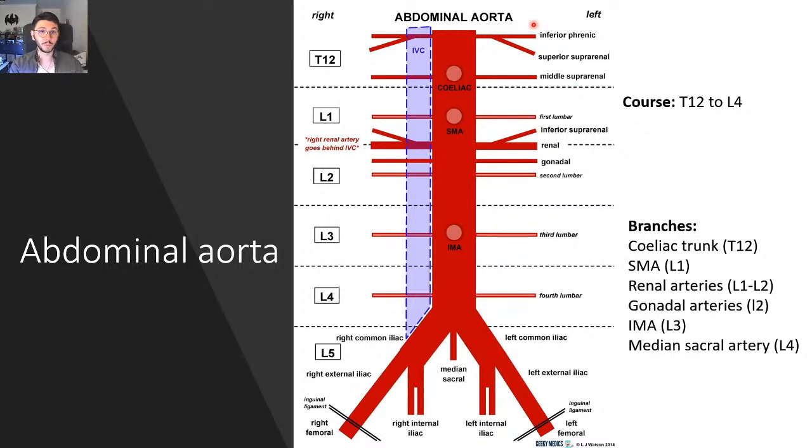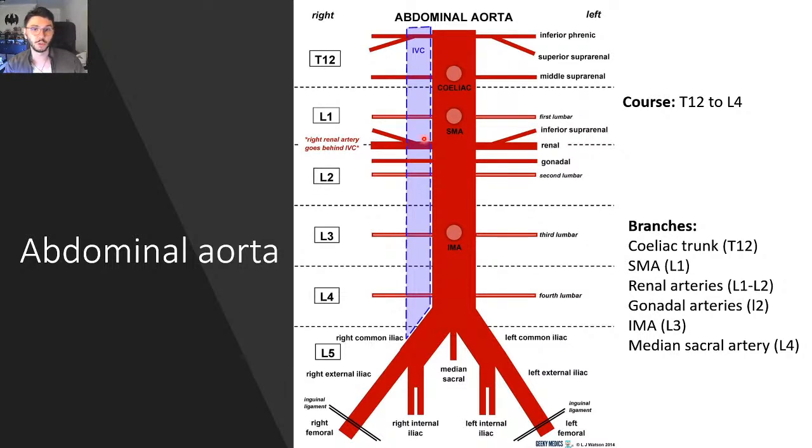We also have inferior phrenic arteries, which are important for the diaphragm, the posterior part of the diaphragm. And we also have the middle suprarenal arteries, which supply the adrenal glands on top of the kidneys. At L1 we also have a lot of things happening.